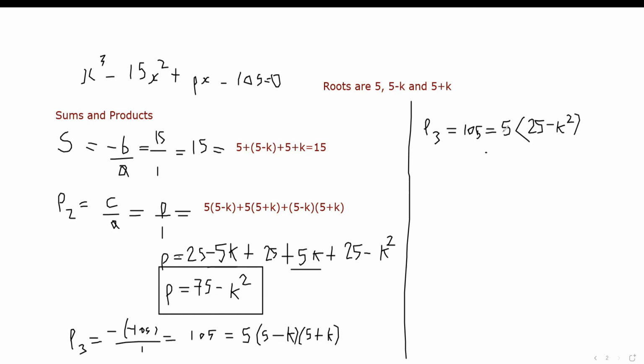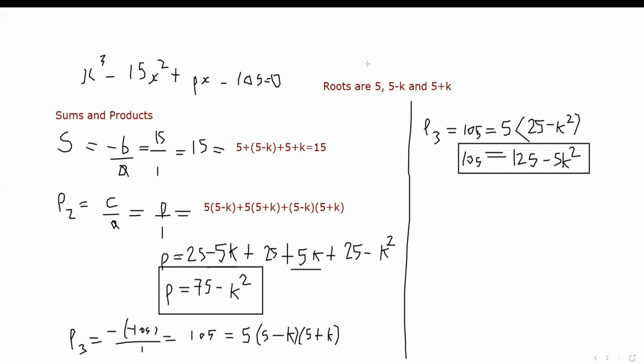Expanding this now, we get 5 times 25 is 125, and then 5 times minus k squared gives me minus 5k squared. And this is 105. So now, Marika, we have two equations, and we can easily solve for P and K. We have 105 equals 125 minus 5k squared, and we have P equals 75 minus k squared.